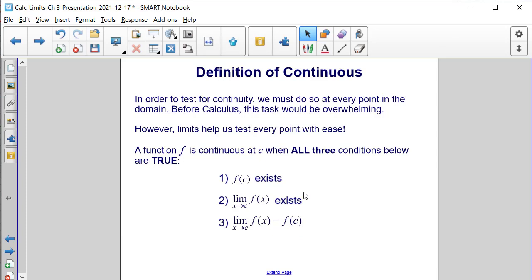It's important to note that if one of these conditions cannot be met, then we don't need to test any of the remaining ones below it. For example, if a function has a value at a point, in other words, f of c exists, but the limit of f of x as x approaches c does not exist, then clearly condition 3 will also not be true. Therefore, when explaining the part of the definition that fails, use the first or the main condition of failure as the reason. Let's try some examples.